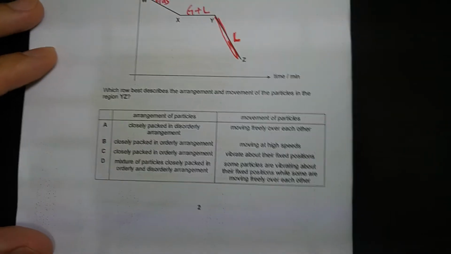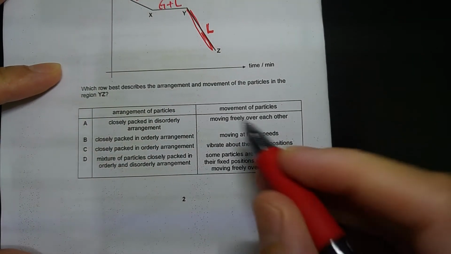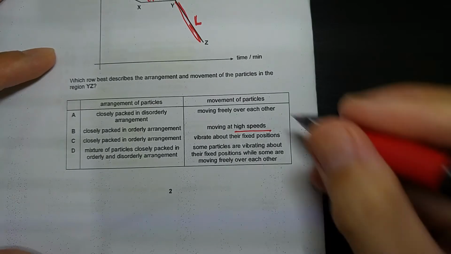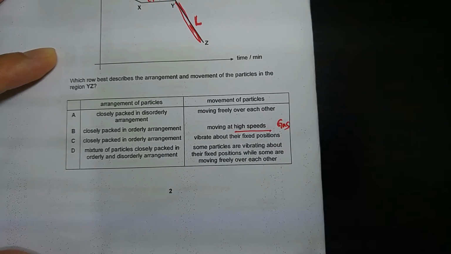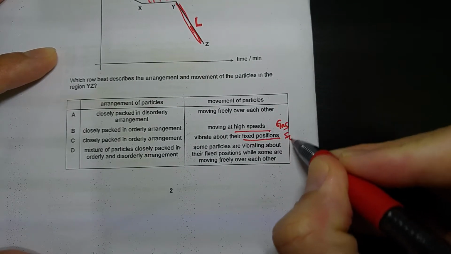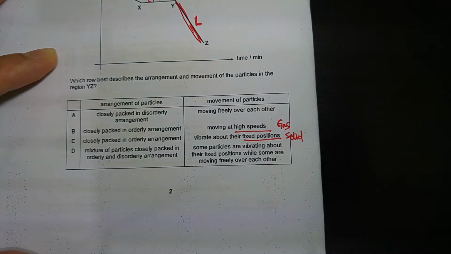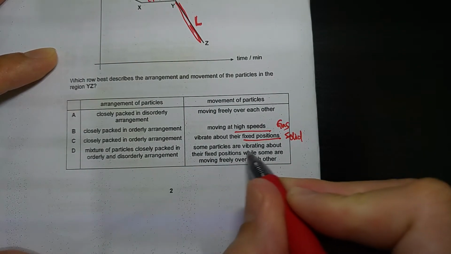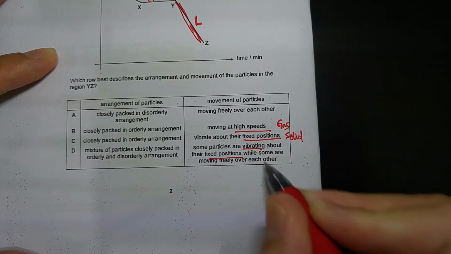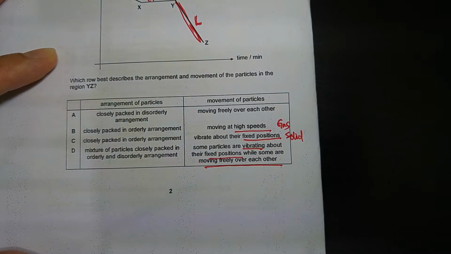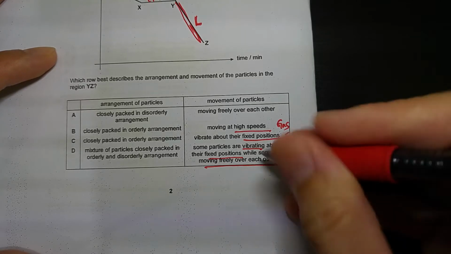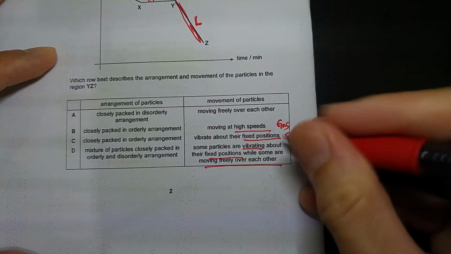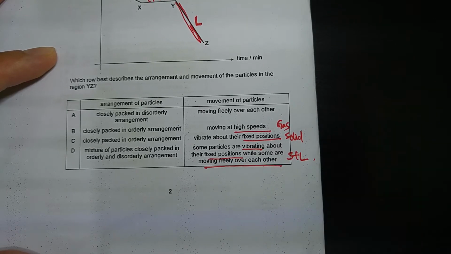If you look closely, moving at high speed must be gas. Fixed position must be solid. Vibrate about their fixed position, this one is solid, while some move freely, this one would be liquid. Because it's fixed position, this will be solid and liquid.